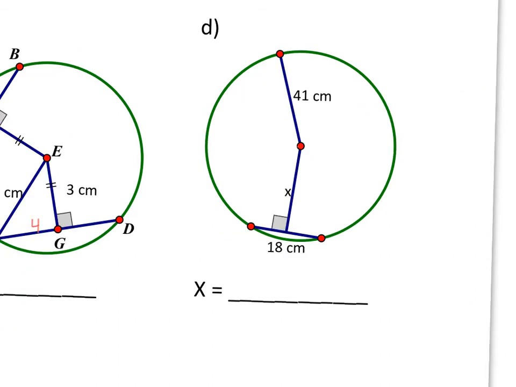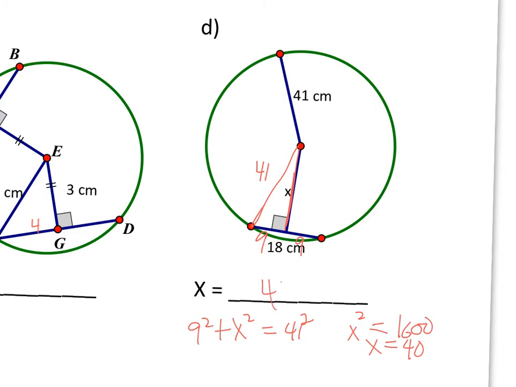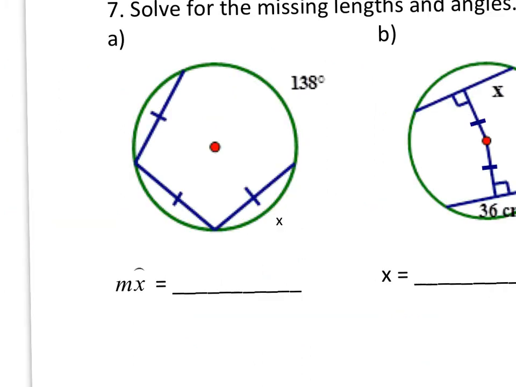In this problem, if we swing down that radius, so there's 41, and the perpendicular radius cuts the chord in half, so that's both 9. So we have a Pythagorean theorem of 9 squared plus x squared is 41 squared. So when you solve out that problem, x squared equals 1600 and x is 40. So x is 40.